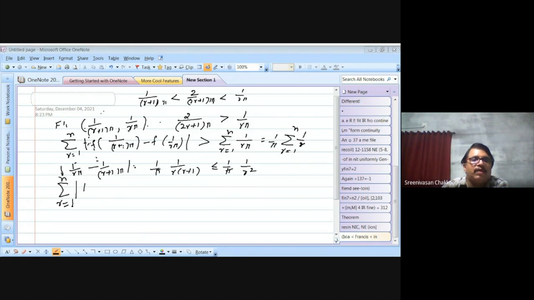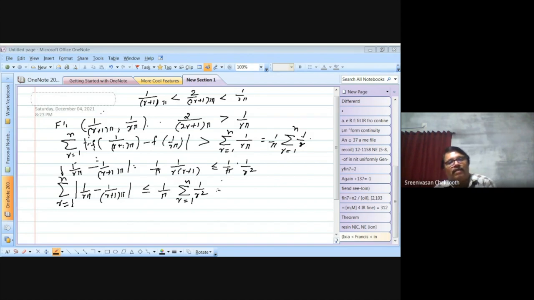of the modulus of 1 by r pi minus 1 by (r plus 1) pi is less than or equal to 1 by pi into summation r varies from 1 to n of 1 by r squared. See the difference. Here, this is a partial sum of the divergent series, whereas this one is the partial sum of a convergent series, sigma 1 by r squared.